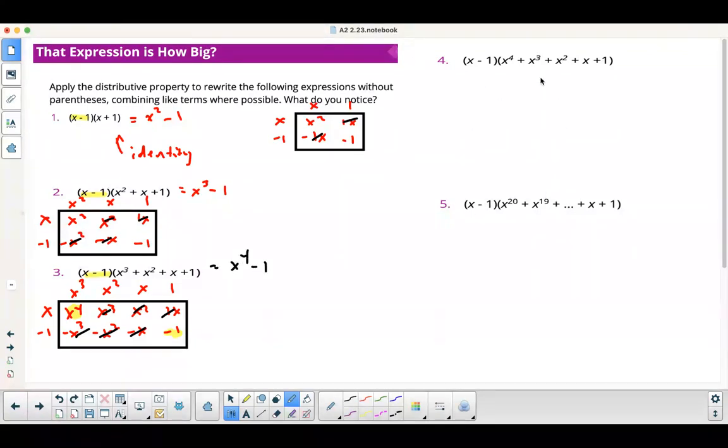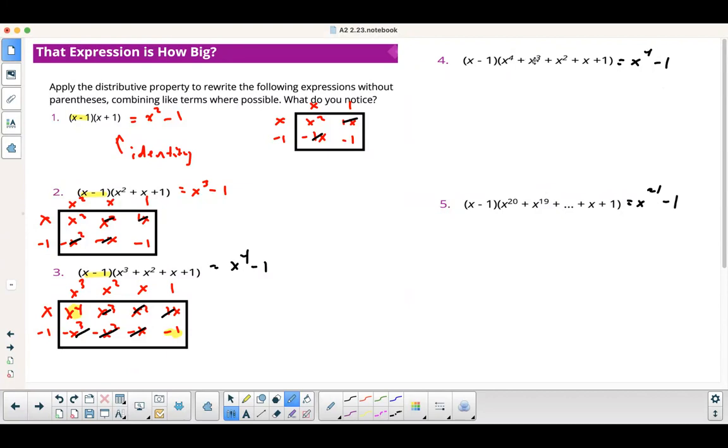So you might be able to follow this pattern here as long as I'm following that x to the fourth, x cubed, x squared. I'm going down in order and I don't skip anything. I think that this is going to equal x to the fourth minus 1. And then same thing over here. This is going to be x to the 21st minus 1. Okay? Because you're starting at 20 and you're going down.